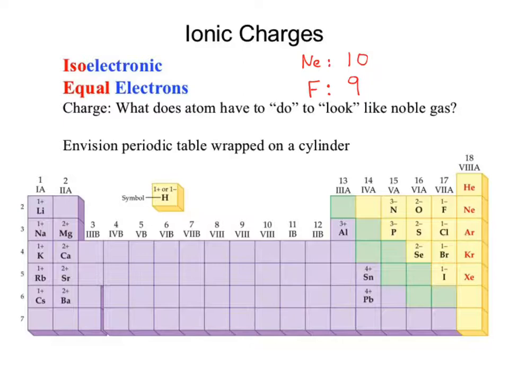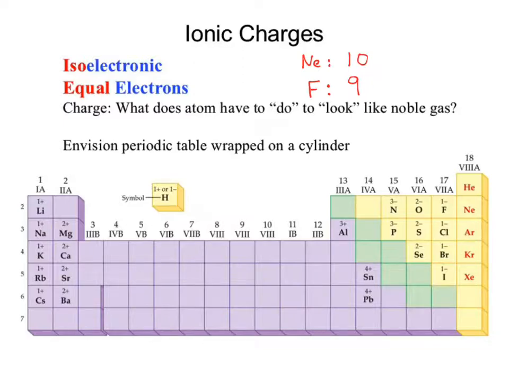How would I make it isoelectronic? An isotope would change the mass, which would change the neutrons or protons. If we change the neutrons, yes, that's fine and dandy. That's not affecting the number of electrons, so it's not isoelectronic. If we change the protons, that would change the charge, but would I have fluorine anymore? No, so I can't change the protons. The only thing I can change are the electrons. How can I make those two have the same electrons?